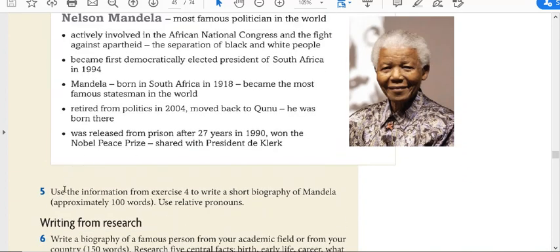And the last thing is the homework: use the information from exercise 4, write a short biography on Nelson Mandela, approximately 100 words, using relative pronouns.